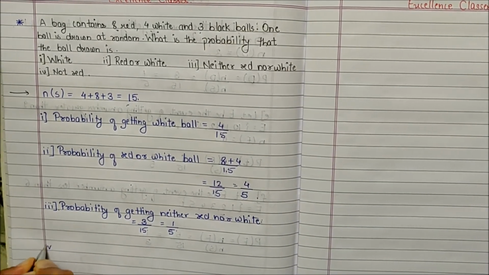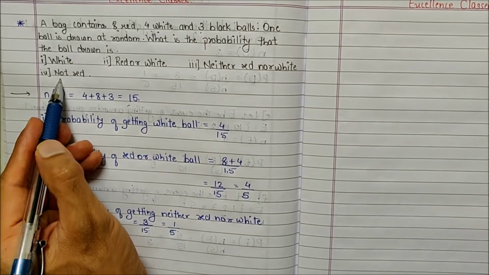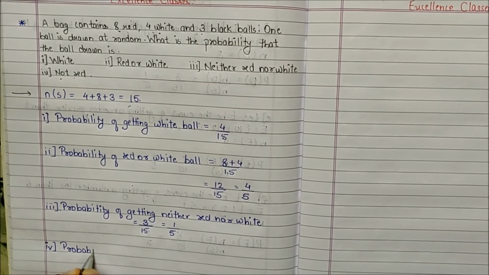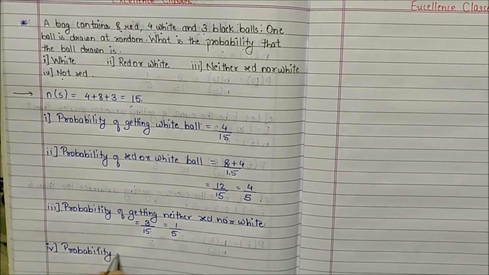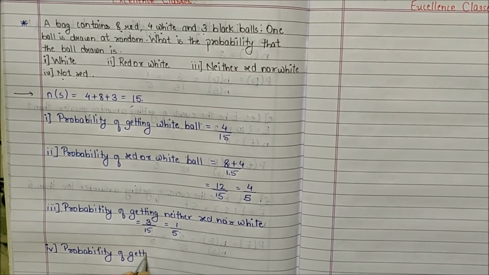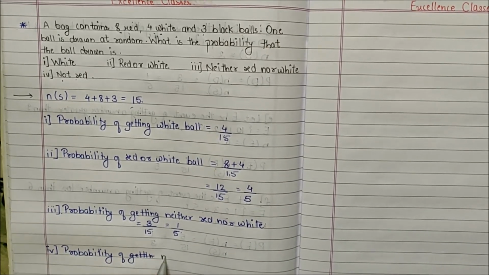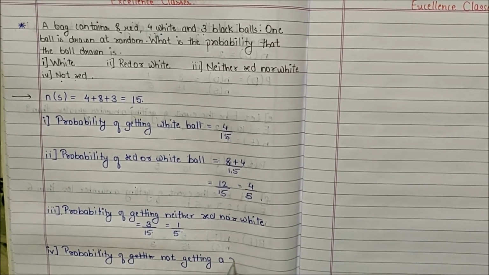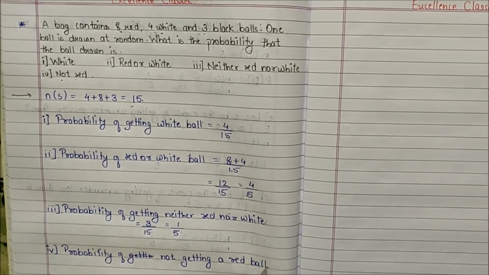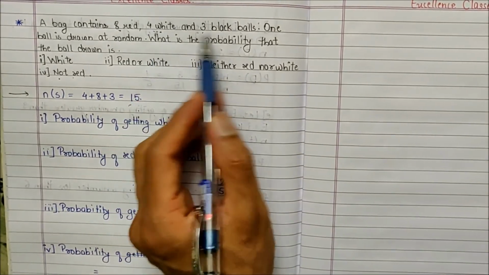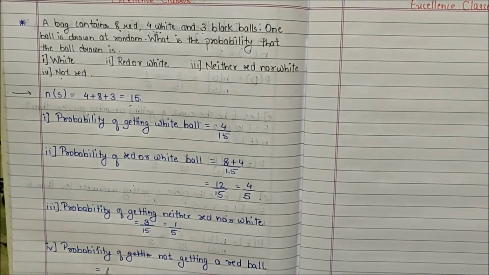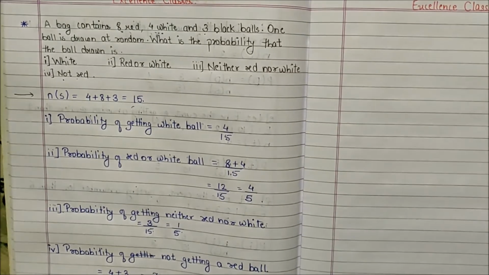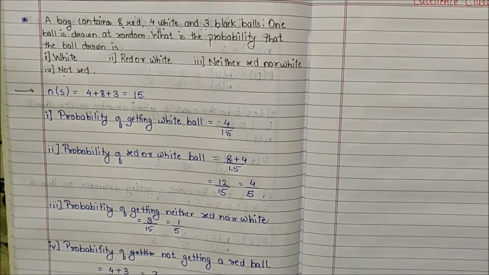And in the fourth sub question, we want a ball which is not red. So probability of getting, or you can say probability of not getting a red ball. We do not want a red ball, so white ball and black ball are accepted. So it is going to be 4 plus 3 by 15, which gives me 7 upon 15.